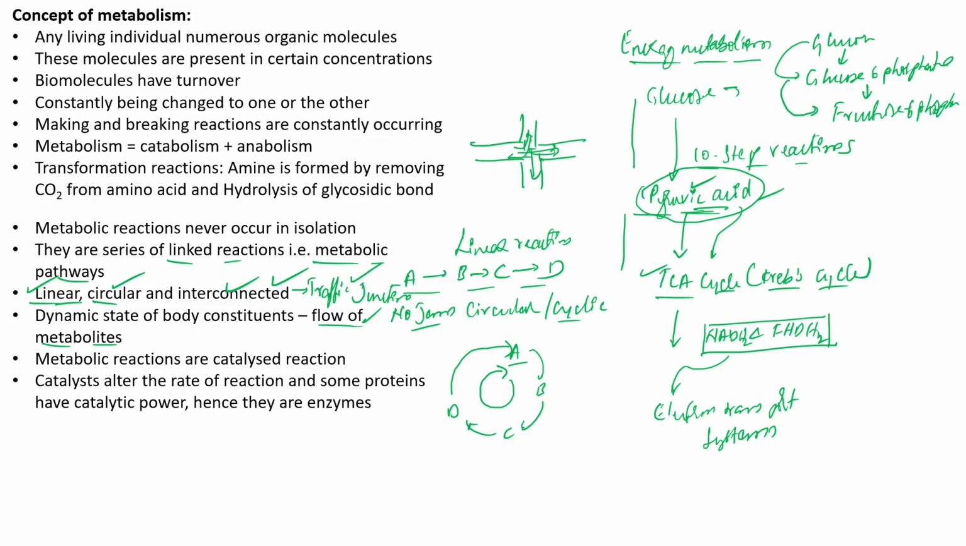And finally, after the product formation of one metabolic reaction, that is the pyruvic acid, it immediately enters the next stage, that is the TCA cycle. So the movement of pyruvic acid into the TCA cycle, or the tricarboxylic acid cycle, is called the flow of metabolites. And this state of continuously moving metabolites is called the dynamic state of body constituents.